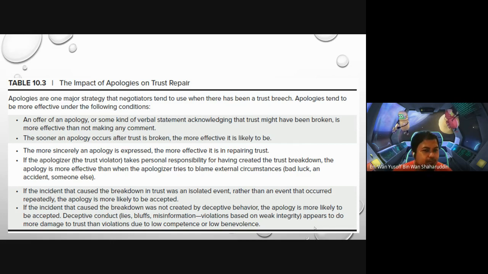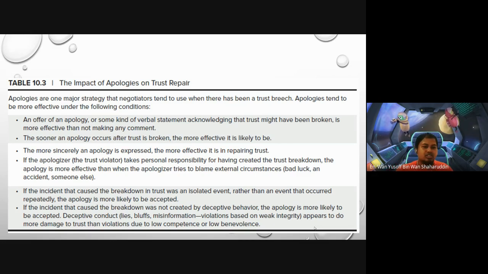The sooner an apology occurs after trust is broken, the more effective it is likely to be. The more sincerely an apology is expressed, the more effective it is in repairing trust. If the apologizer, or the trust violator, takes personal responsibility for having created the trust breakdown, the apology is more effective than when the apologizer tries to blame external circumstances. If you put 100% responsibility on the things you have done, or the violation you have committed, this will be more effective when apologizing than blaming external circumstances.